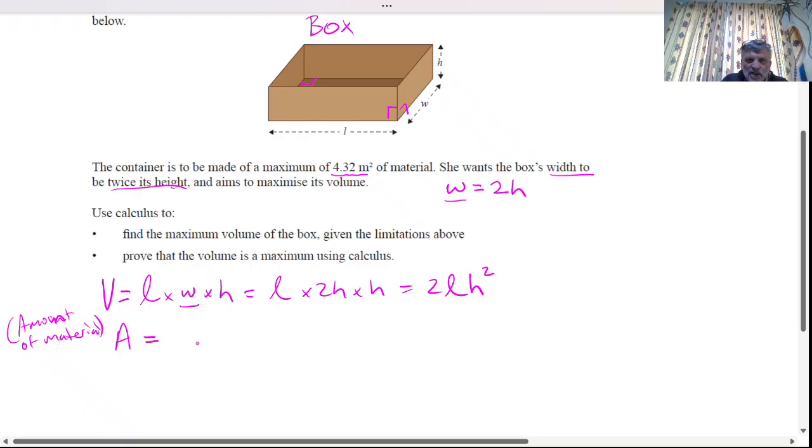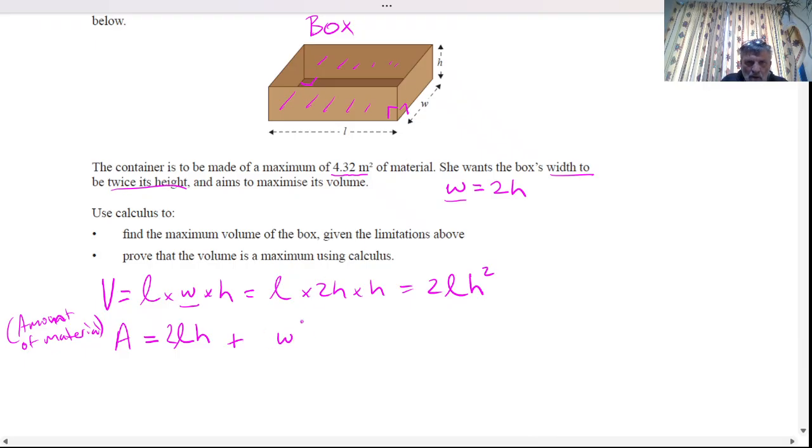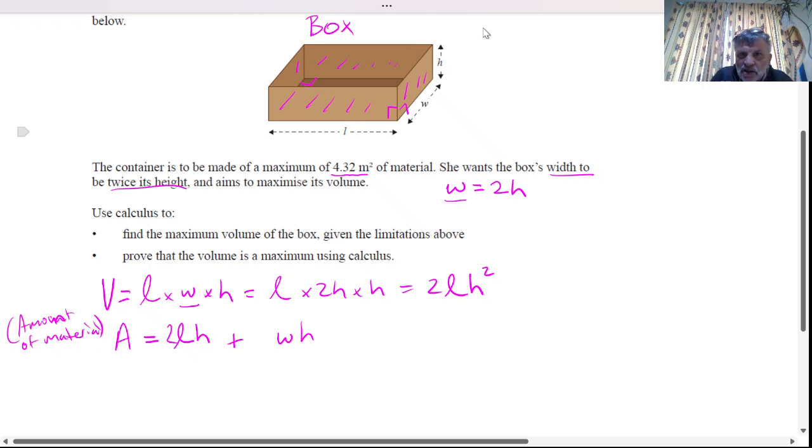The area is equal to the length times the height. That's this side. But there's another one on the back, so there's 2 of those, plus the width times the height. But again, there's 2 of those. Let's do them in a different color.